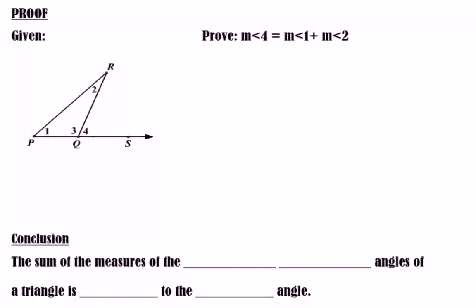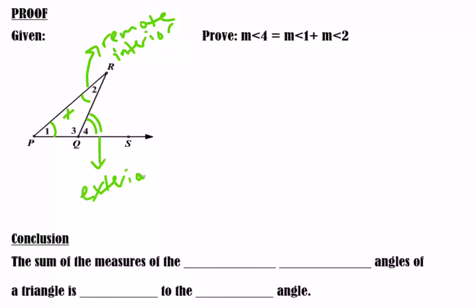But now we're going to apply it and do something called the exterior angle theorem. So my goal is to prove that these two angles, 1 and 2, are actually congruent when I add them to angle 4. That's what the exterior angle is. 1 and 2 are called remote interior angles, and then 4 is called an exterior angle. So this is asking me to show that the exterior angle is equal to the sum of the remote interior angles.